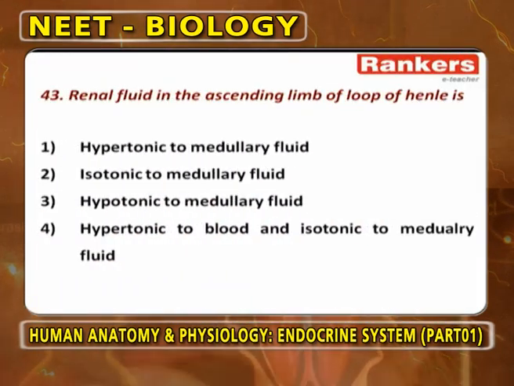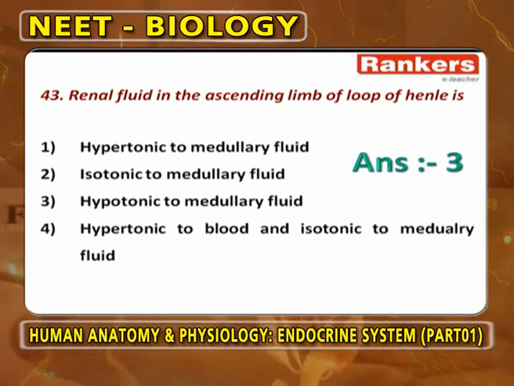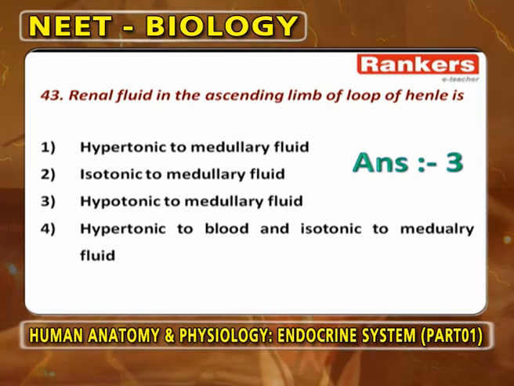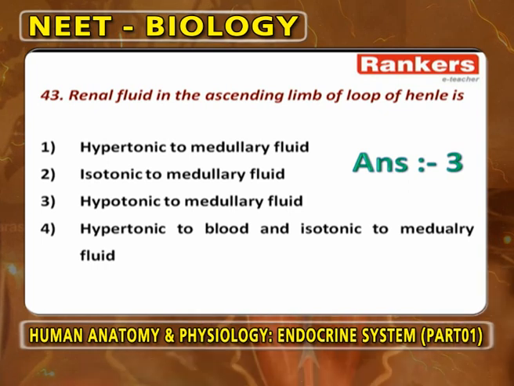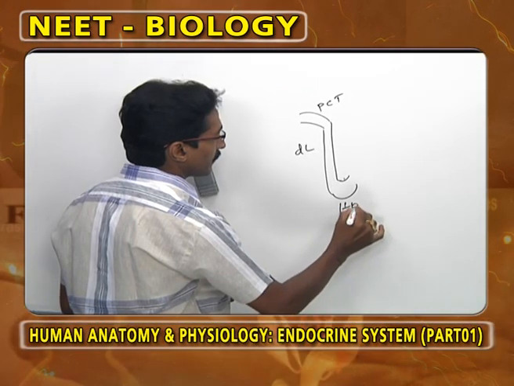Next, renal fluid in the ascending limb of the loop of Henle is. Now as we observe the parts of the nephron, this one we call the proximal convoluted tubule. The proximal convoluted tubule opens into this one, which we call the descending limb, and this part we call the hairpin bend.